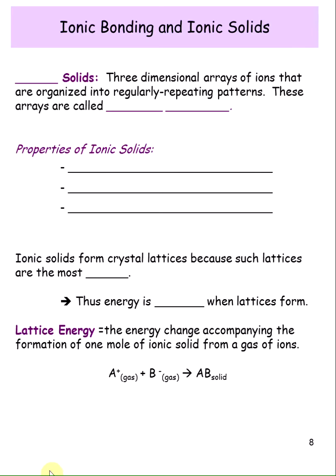Okay, so let's go back and focus on ionic bonding and ionic solids. So ionic solids. These are 3-dimensional arrays of ions that are organized into regularly repeating patterns, and these arrays are called crystal lattices.